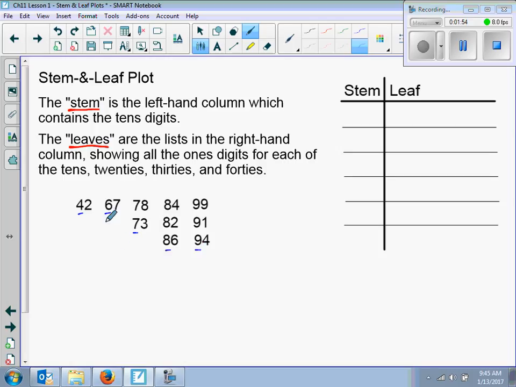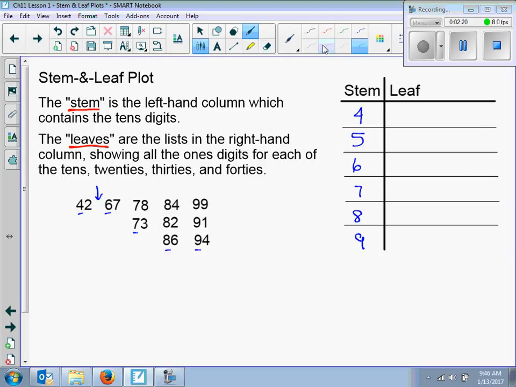Okay? Now notice that there's no 50s. There's none in the 50s, so we're going to skip that. I mean, actually, we're going to write it, but we're going to skip it when we put the leaves in. So we have 4, 5, 6, 7, 8, and 9. Okay?